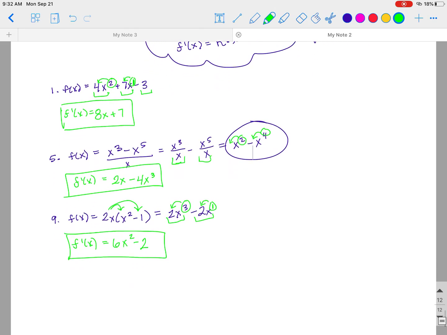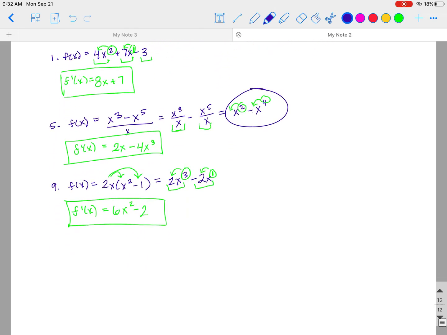Don't be scared of playing around with some of those trickier exponents. So for example, number 10, f of x is equal to the square root of x times x cubed minus 2x. The same thing is applicable to number 10 as it is in 9, which is that I want to go ahead and distribute. So how do I distribute the square root of x?